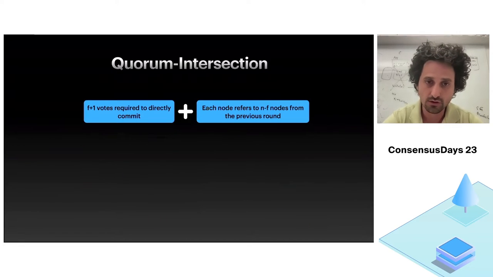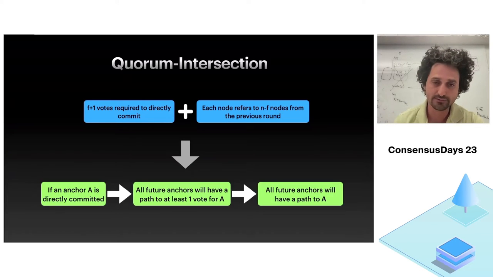Okay, so of course we are going to use quorum intersection for that. And the trick here is the following. As I said, we need f plus one votes in order to directly commit. And the DAG construction requires every vertex to refer to n minus f vertices from the previous round. I'm going to illustrate it in a second on a slide, but the conclusion is that if an anchor A is directly committed, then all future anchors will have a path to at least one vote for A, which implies that all future anchors will have a path to A.